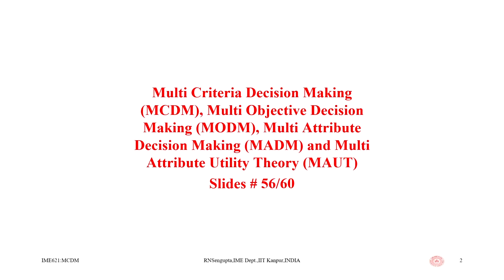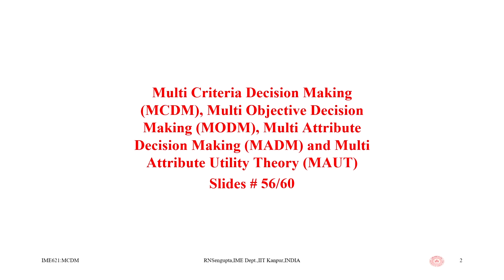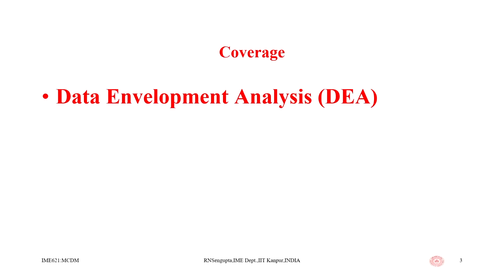So, this is the 56th lecture out of the 60 lectures. The idea is multi-criteria decision making. We have already covered multi-objective decision making and multi-attribute utility theory. Now, we are considering multi-attribute decision making. Even though in the methodology of DEA you may find some mathematical formulation, I am still considering it a part of non-parametric methods, and I will highlight a few of the points as we proceed. So, the coverage is data envelopment analysis, and we will consider it accordingly.